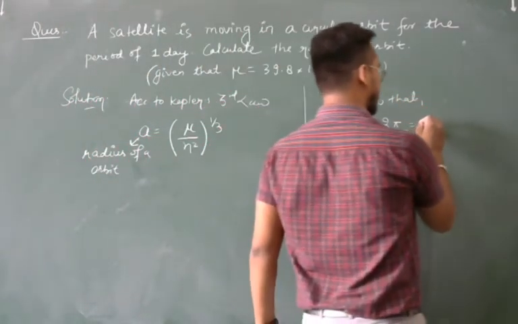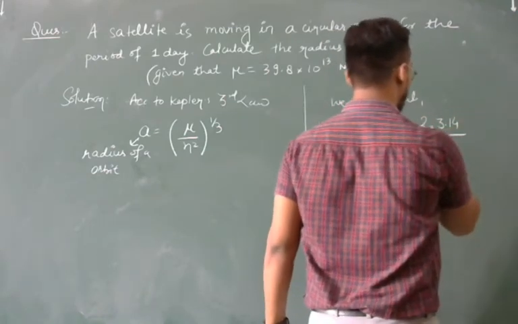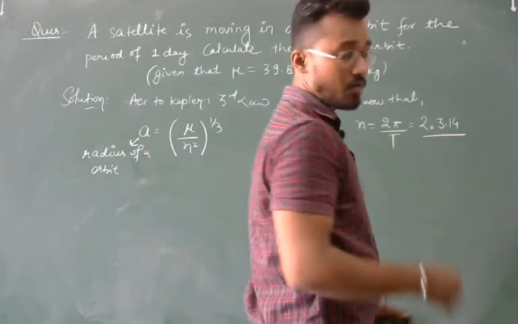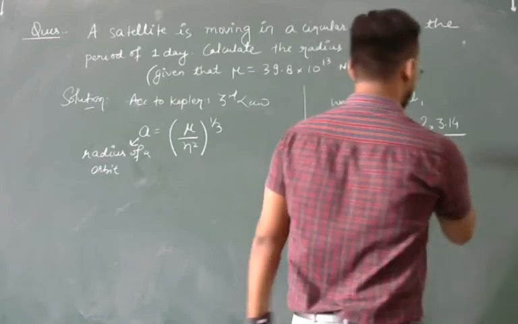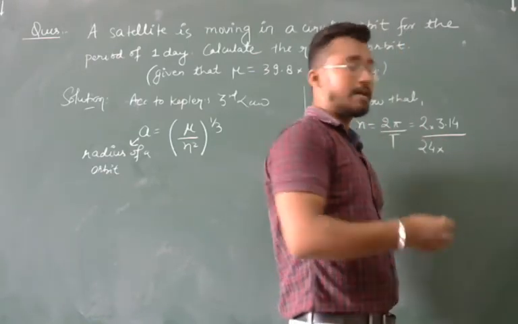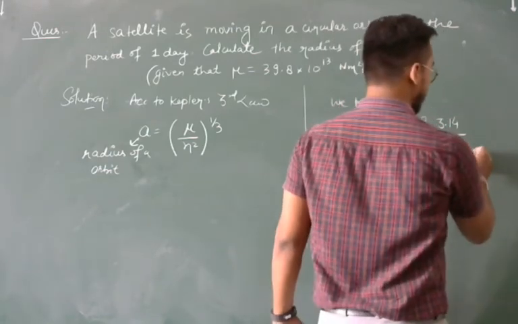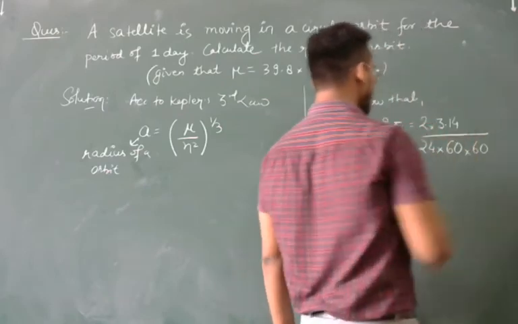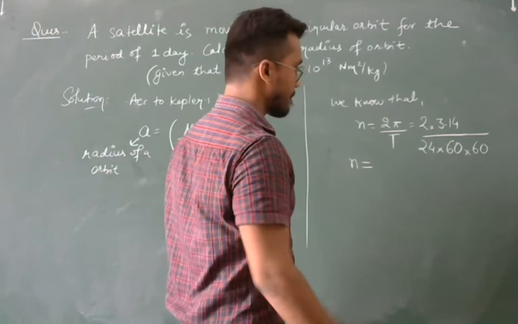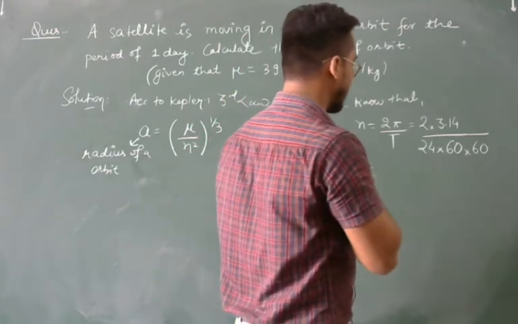2π, that means 2 into 3.14 upon T. The value given is 1 day. एक दिन की बात कर रहा है, that means 24 hours. मिनट में अगर हम देखें तो 60 मिनट, सेकेंड्स में देखें तो 60 सेकेंड. तो n की वैल्यू हमने देखना है, रोटेशंस पर सेकेंड, simply if you can say.